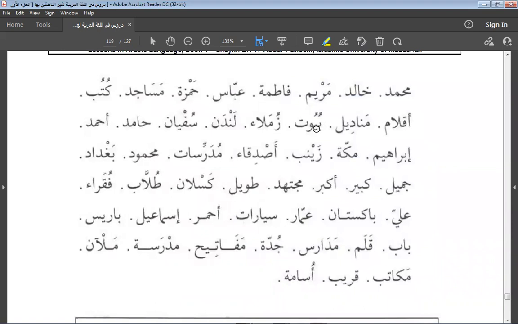So you just write these words and vowelize their endings. I think they've mixed up mamnu min as-sarf and those that are not mamnu min as-sarf. So they want you to vowelize it. So of course, Muhammadun, Khalidun, Maryamu, Fatimatu, Abbasun, Hamzatu, Masajidu, Kutubun, Aqlamun, Manadilu. So that is just the practice they want you to do. They want you to rewrite them and vowelize them.